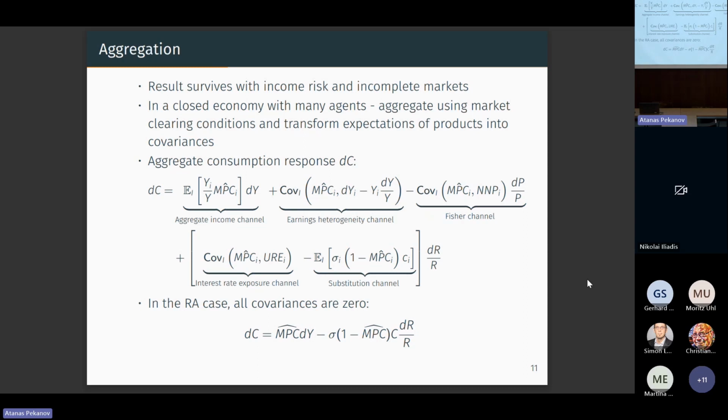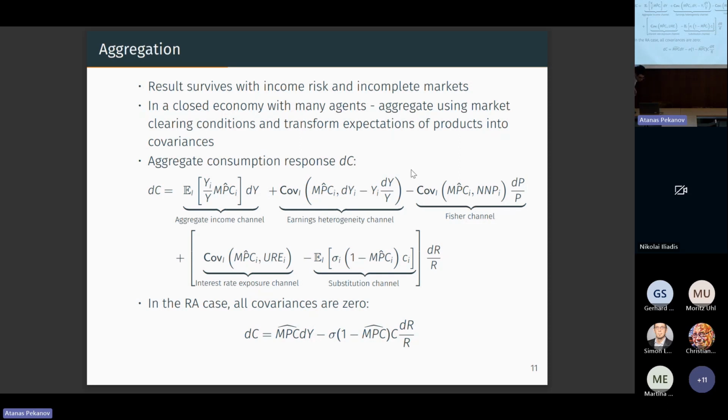Then finally, where are you in the distribution of these unhedged interest rate exposures? How much is your MPC? We'll be able to evaluate this covariance. These covariances in the representative agent case, they're all 0. And that means that when they are all 0, we return to what we showed at the beginning. But when households are different, the total consumption response is amended by these 3 sufficient statistics, which enable us to evaluate these channels.